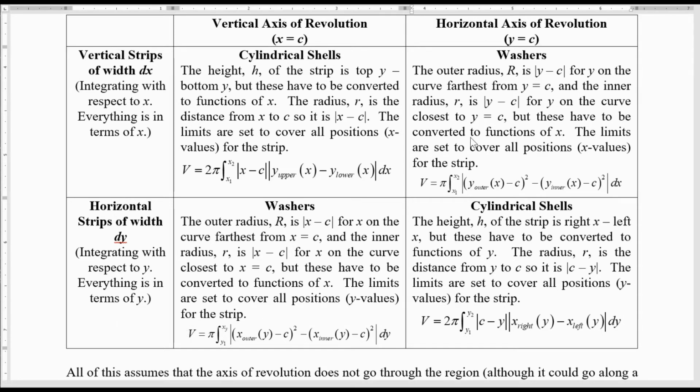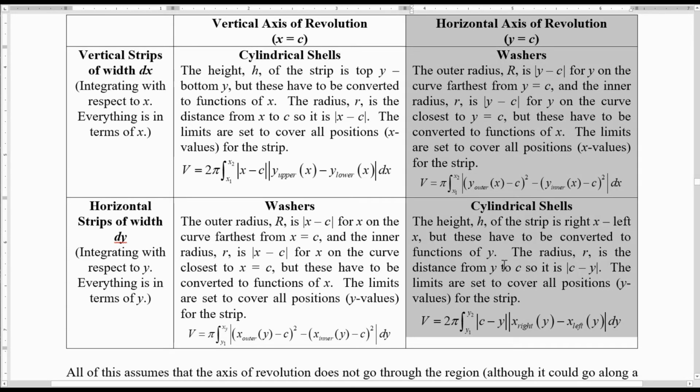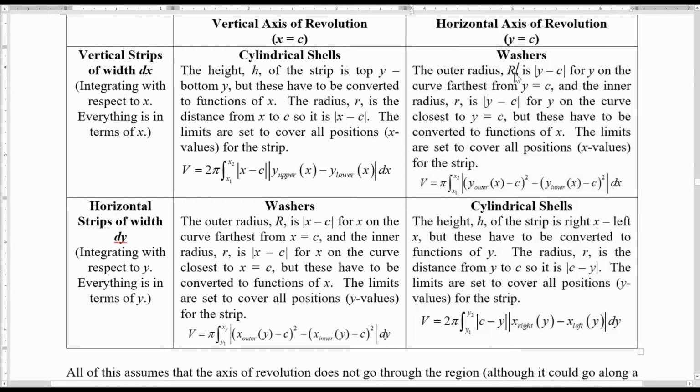So continuing on, let's look at the right column here, where we're assuming that we have a horizontal axis of revolution, y equals c, for that horizontal line that we're revolving around. Now, you still have the choice of breaking up into vertical strips, integrating with respect to x, or horizontal strips and integrating with respect to y. So the outer radius, big R, is y minus c, absolute value, for y on the curve farthest from y equals c, and the inner radius, little r, is y minus c, absolute value, for y on the curve closest to y equals c. But they have to be converted again into x versions.